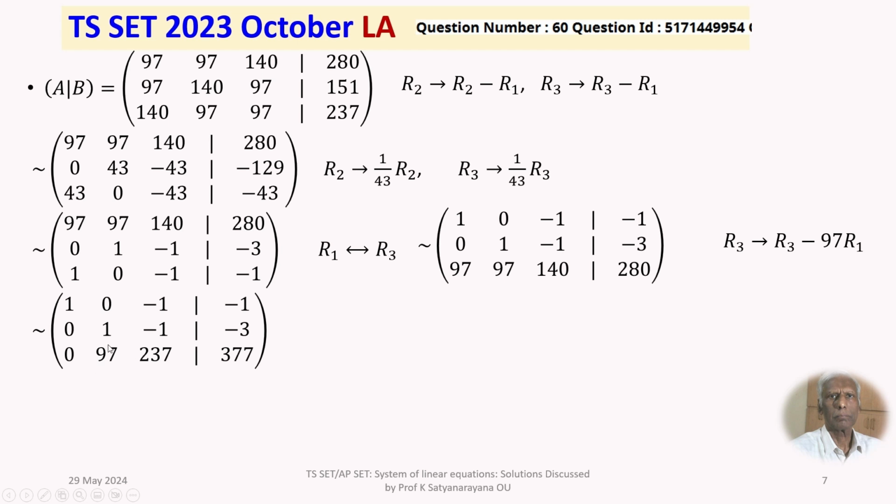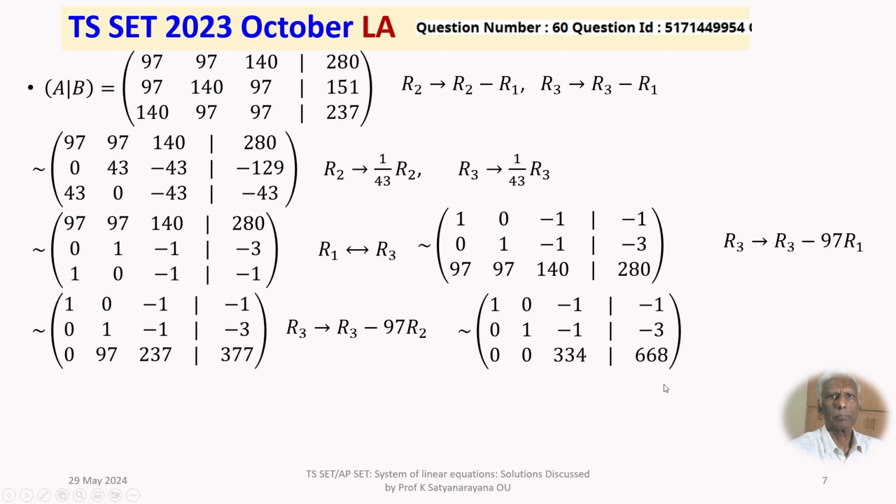Now I want to make third row, second column to be 0. To make it, R3 is R3 minus 97 times R2. Right. Do it. So first and second rows are same. Then you will get this one. Now you see 334 times 2 is 668. So divide the elements of the third row by 334. So R3 is 1 by 334 R3. Right. Then you will get first two rows as it is. The third row will be 0 0 1 2.